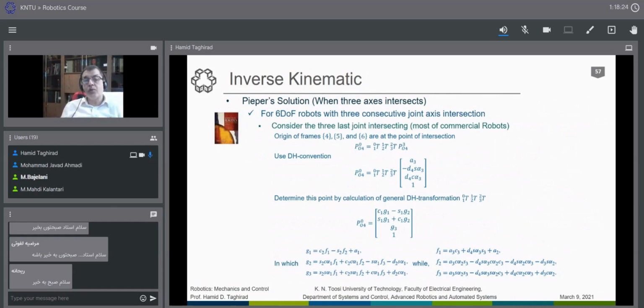Pieper gives you this equation, and I will give you the method that generates it for a general Denavit-Hartenberg problem, or a general 6R manipulator. It doesn't really restrict it to a specific case.